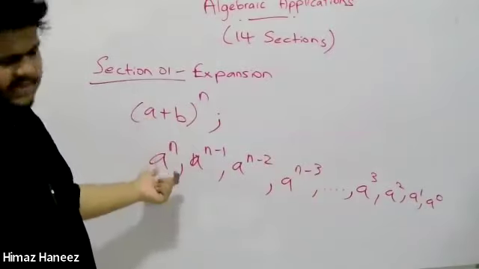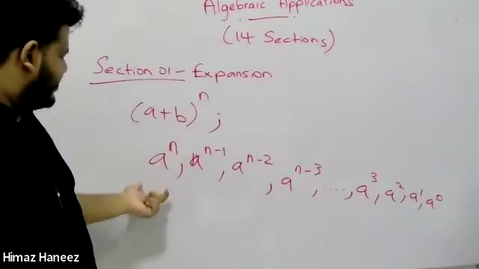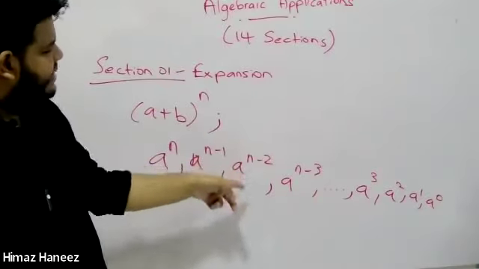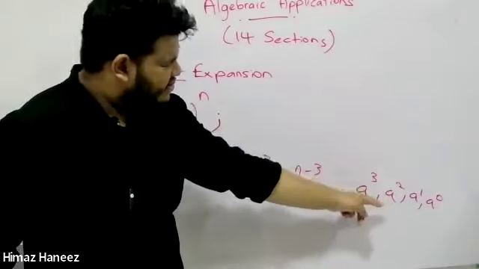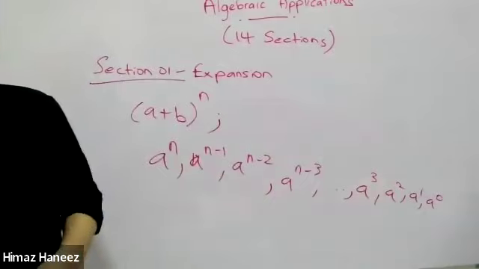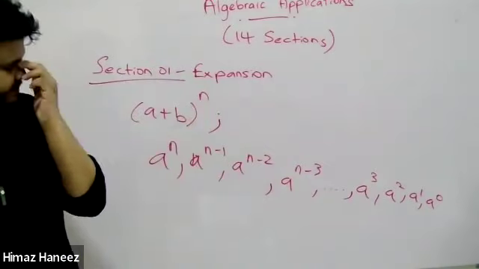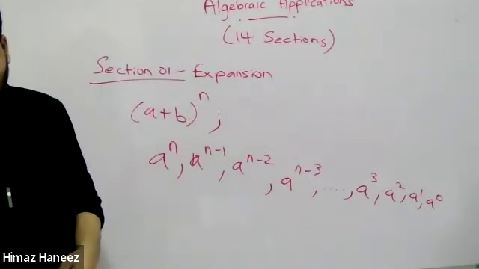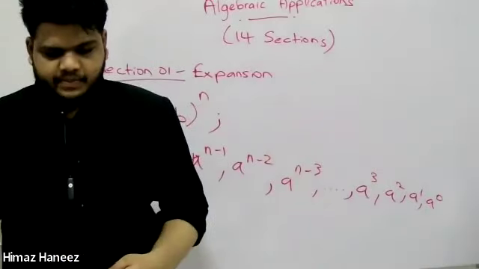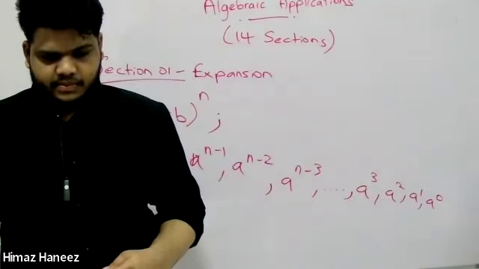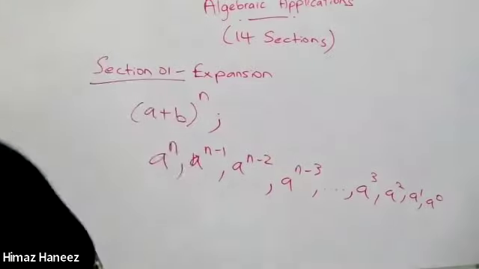What does this mean? This means the power of a is decreasing, from a to the power n, a to the n minus 1, a to the n minus 2, a to the n minus 3, dot dot, and there are a lot of terms here. After that, a cubed, a squared, a to the power 1, a to the power 0. That is the second point, this is the last line. When you're done, say, and if you want me to repeat anything, then we'll say.